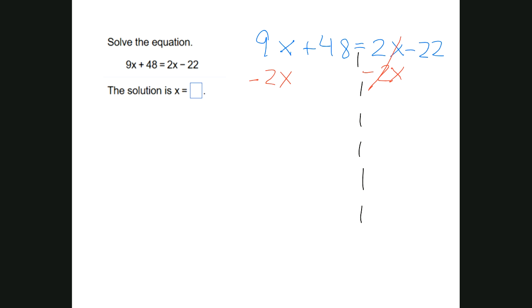All right, so this is now leaving me with 9x minus 2x. 9x minus 2x will give me 7x. I still have my 48 on the left-hand side equals, and only a negative 22 remaining on that right side. So now we have our x's on the left-hand side of our equation. Our next step is to move the number or the constant over to the right-hand side. So we're going to look at this positive 48, and we're going to subtract it.